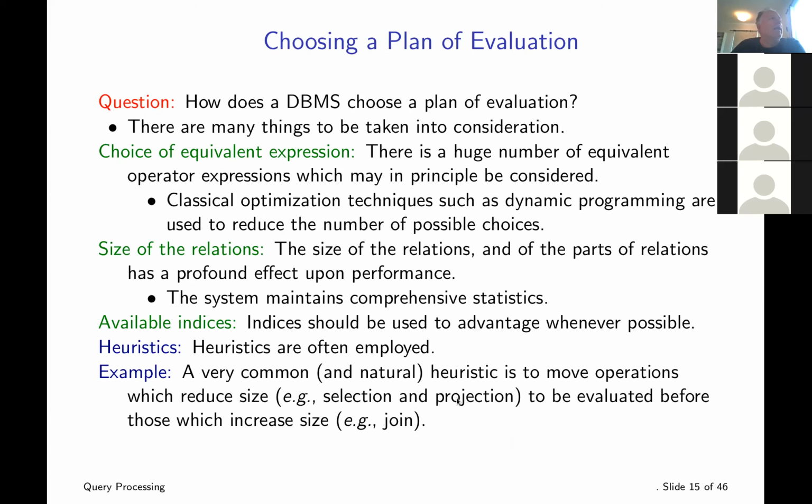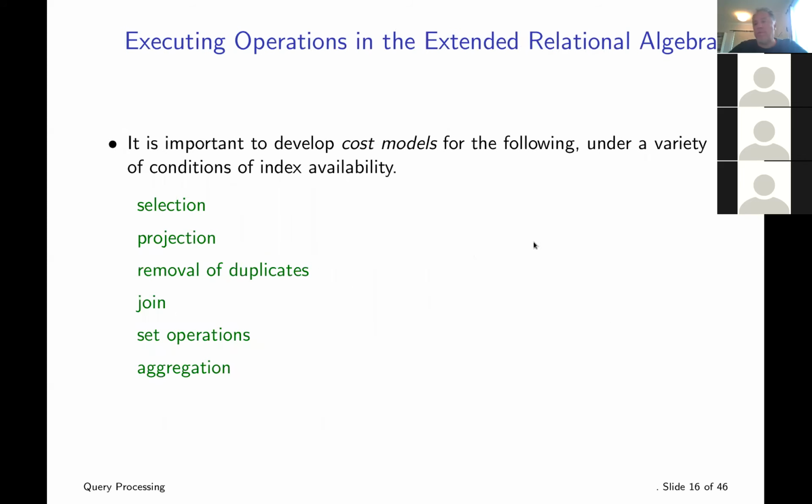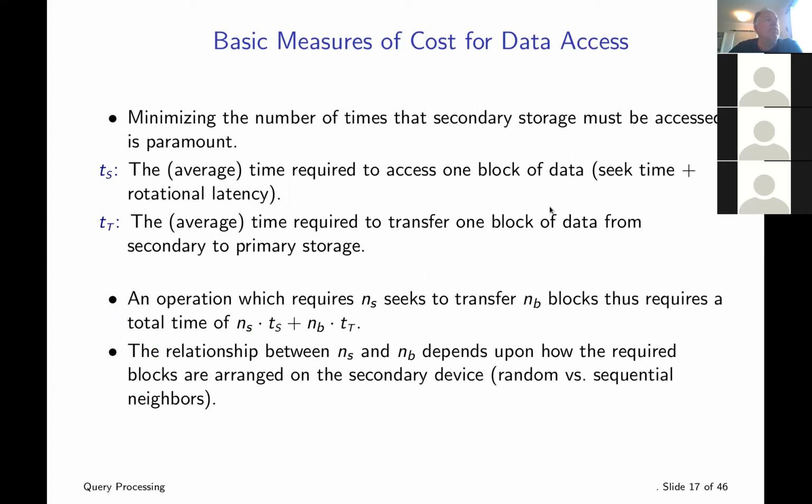Okay. All right. So I think I already talked about this, basically choosing a plan. We have a bunch of equivalent ones, and then we choose one to evaluate. So what we need is a cost model. We need a way to model what's the expense of doing these operations. Now, the expense, as it turns out, is mostly determined by the number of seeks it takes to the disk. That's how you measure the expense of a query.